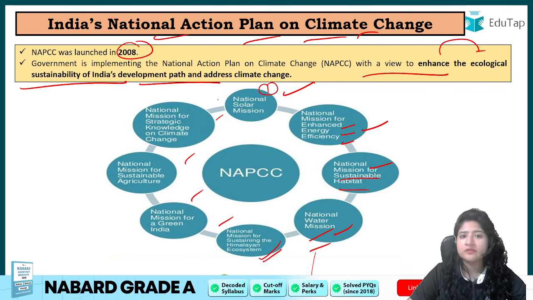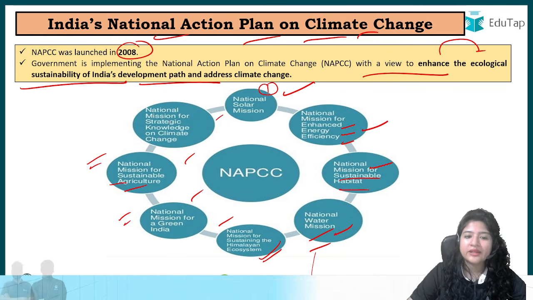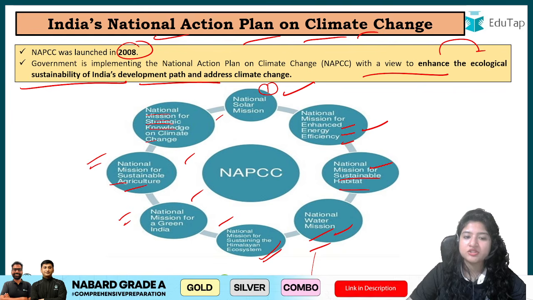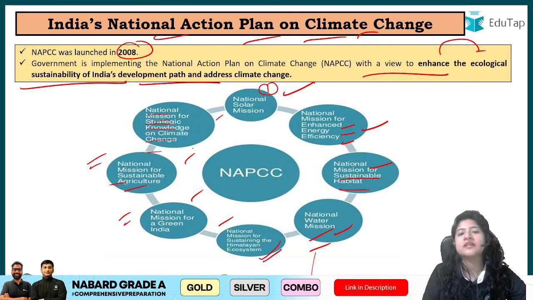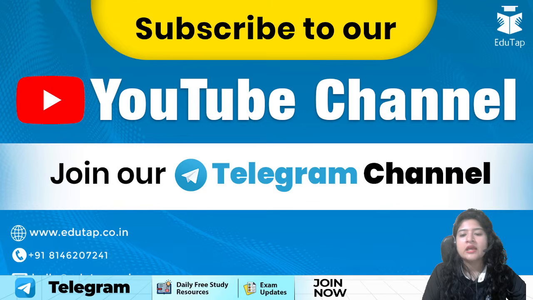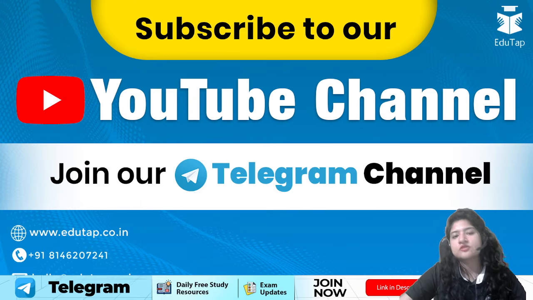All these are part of climate change. We have to focus on that. National mission for green India, sustainable agriculture, national mission for strategic knowledge on climate change. तो ये सब आपके national action plan on climate change के अंडर है. Government is focusing on, tries to focus on these things, right?